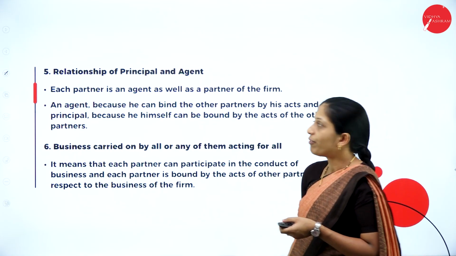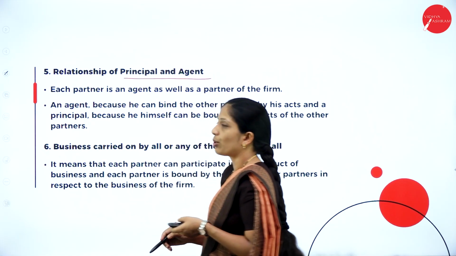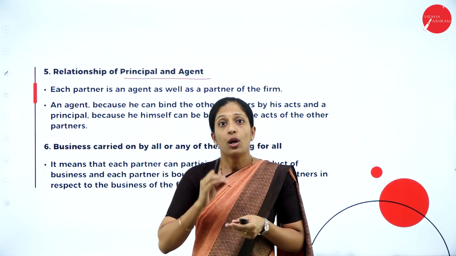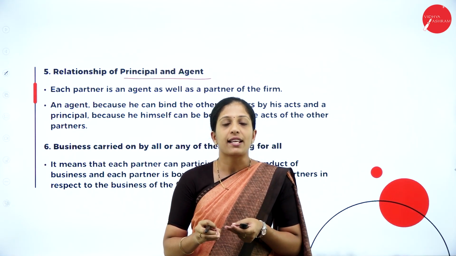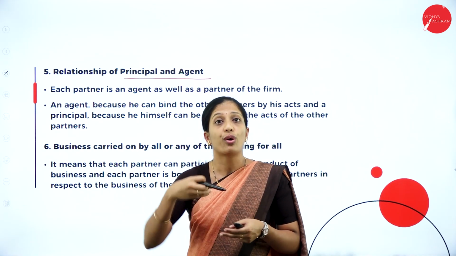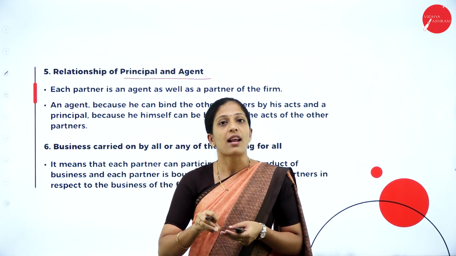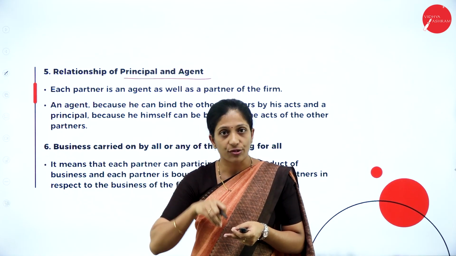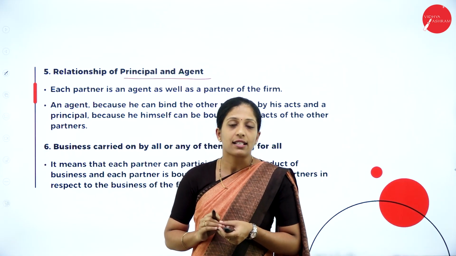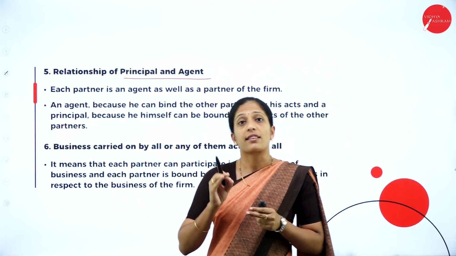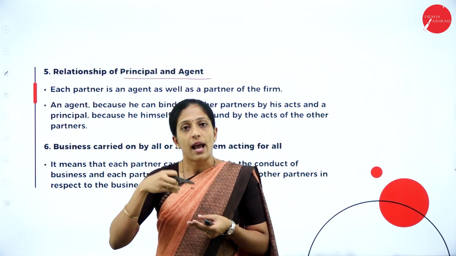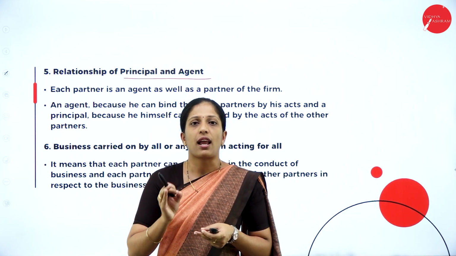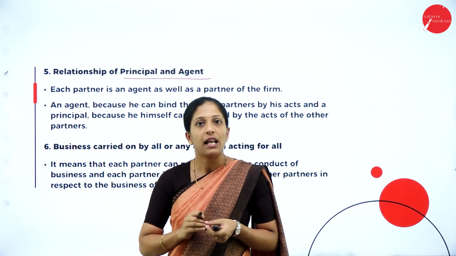Next is relation of principal and agent. This I have already told you: each and every partner should act both as a principal as well as an agent. When a partner takes the decision and all other partners follow his decision, then this particular partner acts as a what? Principal. When others take the decision and he is following that decision, then he acts as an agent, because each and every partner has a right to take decisions. So they have to abide by the decision, at the same time they have the right to take the decisions also. So each and every partner should act both as a principal and agent.